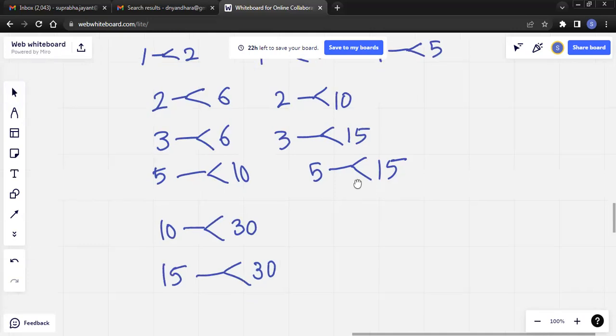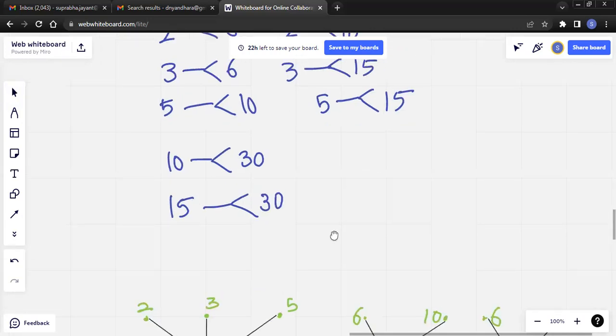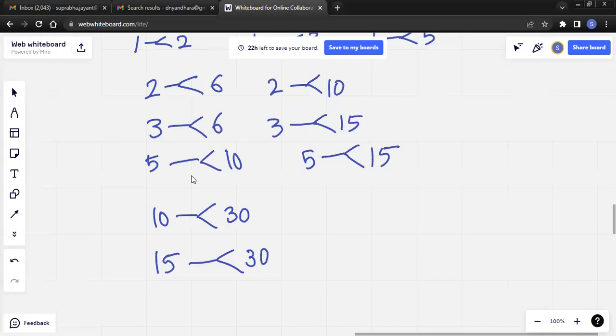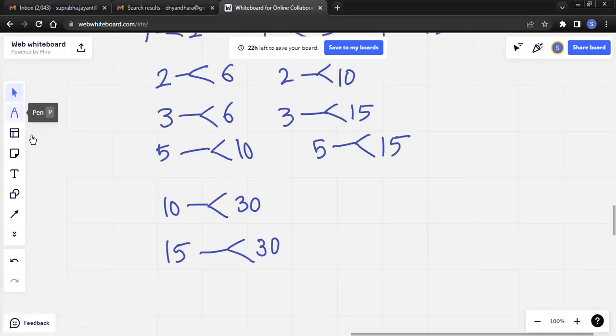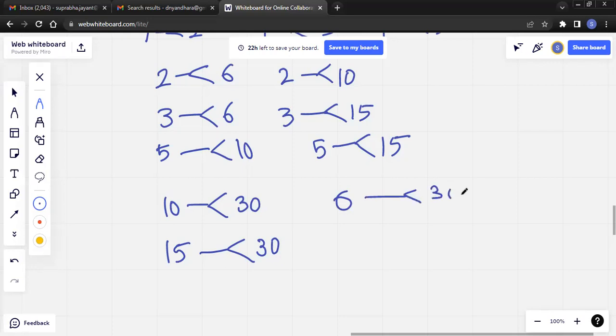Lastly, 10 precedes 30, 15 precedes 30, and one thing I forgot to write here: 6 also divides 30. There is no other number between 6 and 30. I suppose you are getting it.